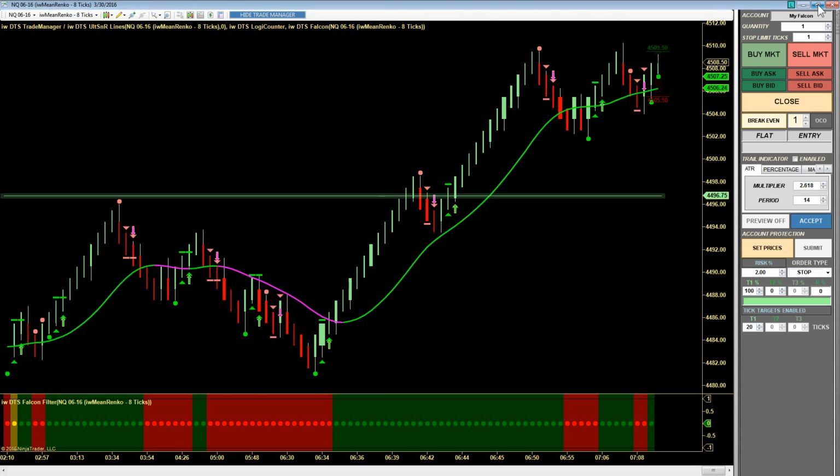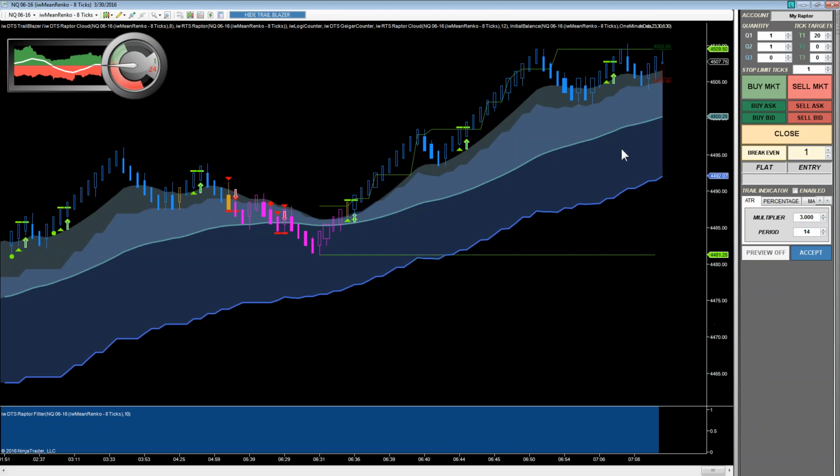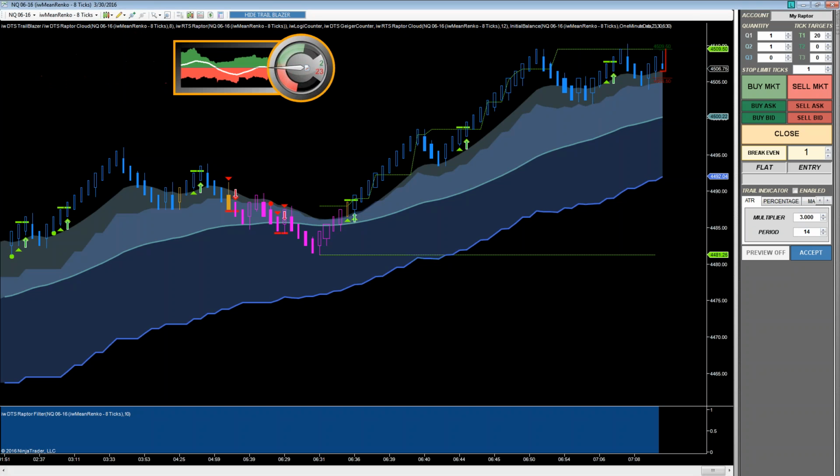We should be producing a signal on the Raptor also. No, not yet. We did produce a signal here on the Raptor. You can see we just kind of breached these highs and retreated a little bit. This is always the issue, buying at the top end of the trading range.